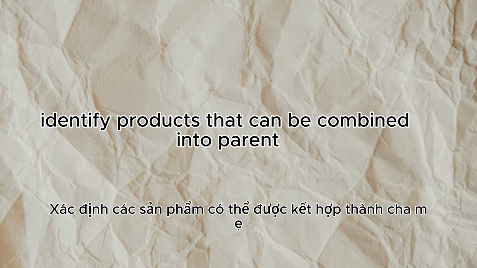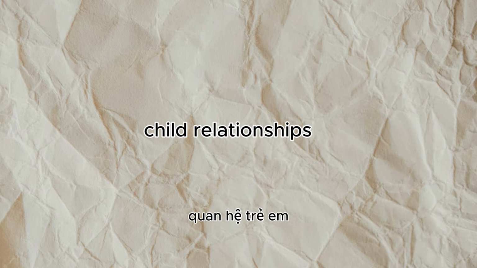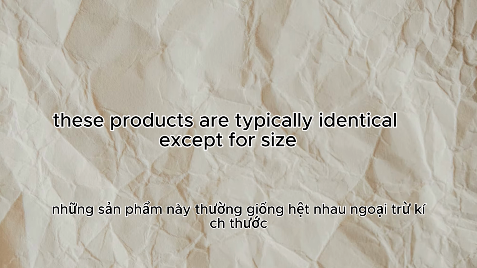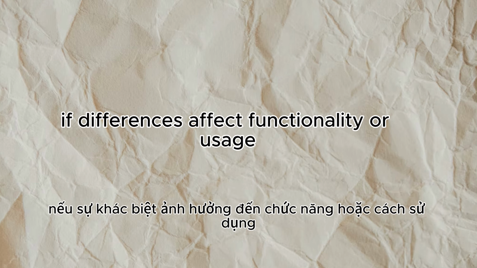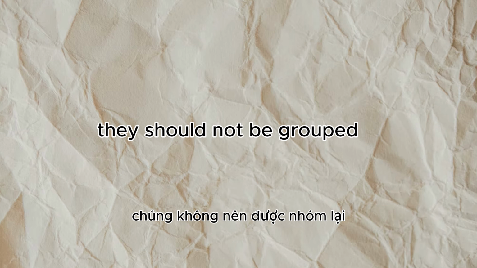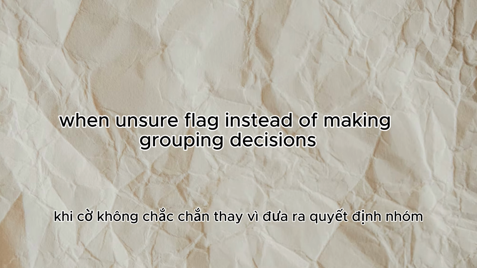For grouping, identify products that can be combined into parent-child relationships. These products are typically identical except for size, color, or design. If differences affect functionality or usage, they should not be grouped. When unsure, flag instead of making grouping decisions.